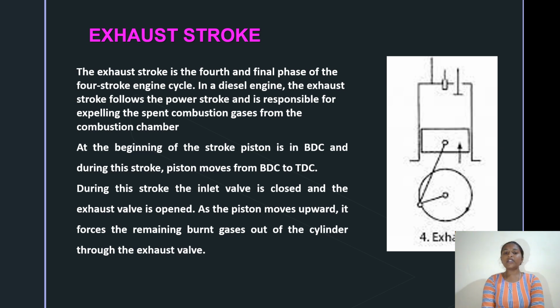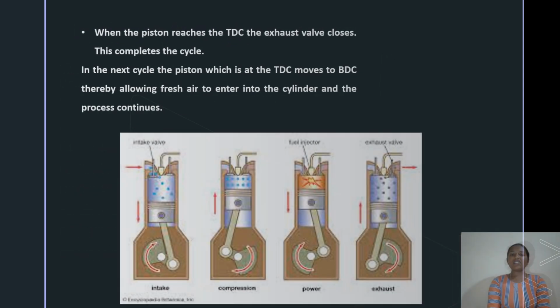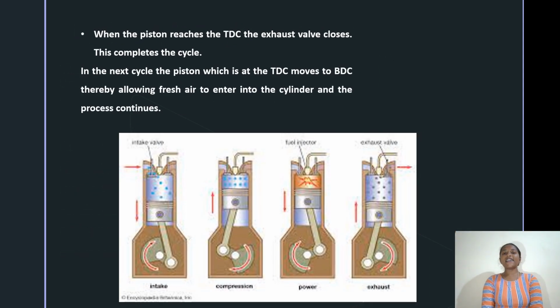During this stroke, only the inlet valve is closed and the exhaust valve is opened. As the piston moves upwards, it forces the remaining burnt gases out of the cylinder through the exhaust valve. When the piston reaches the top dead center, the exhaust valve closes, and this completes the cycle of the four-stroke diesel engine. In the next cycle, the piston, which is at TDC, moves to the BDC, thereby allowing fresh air to enter into the cylinder and the process continues.